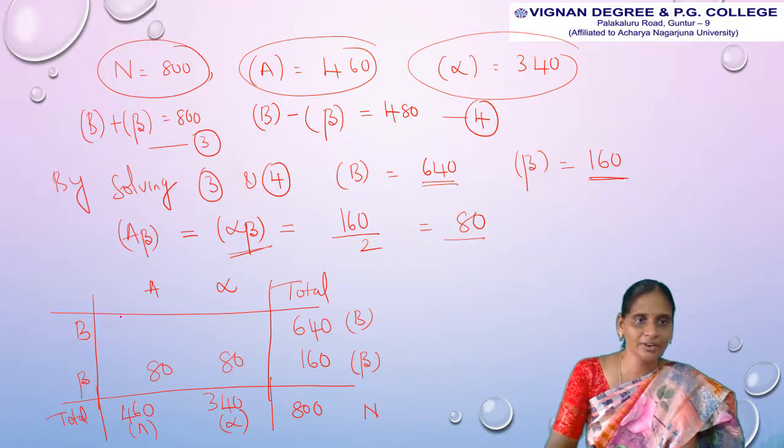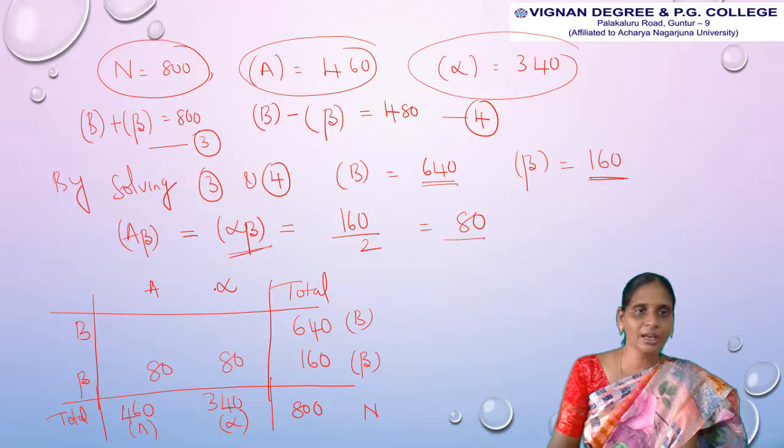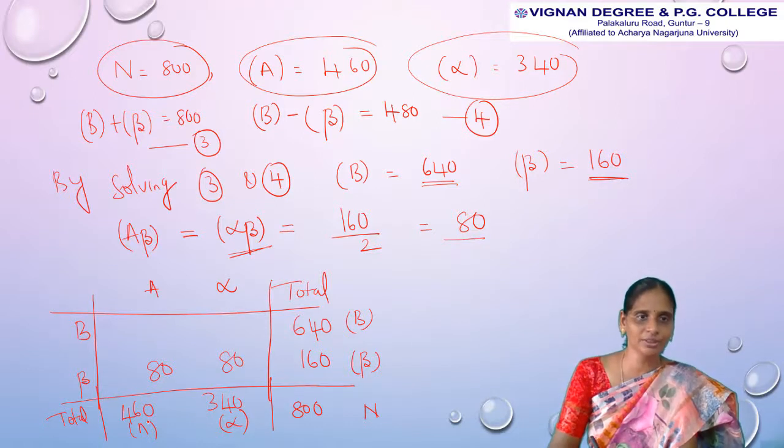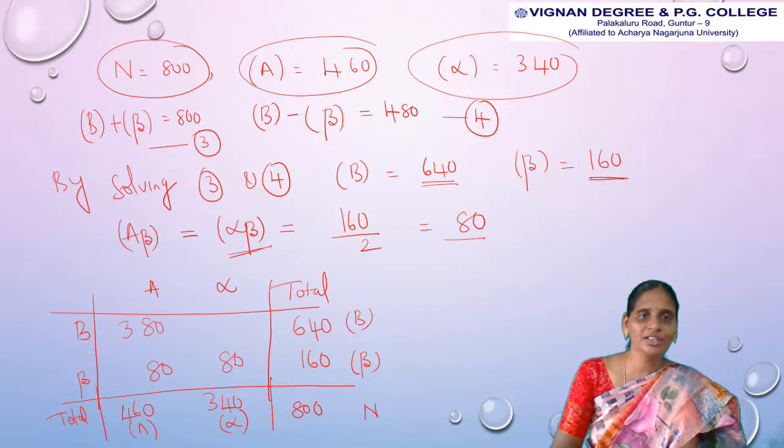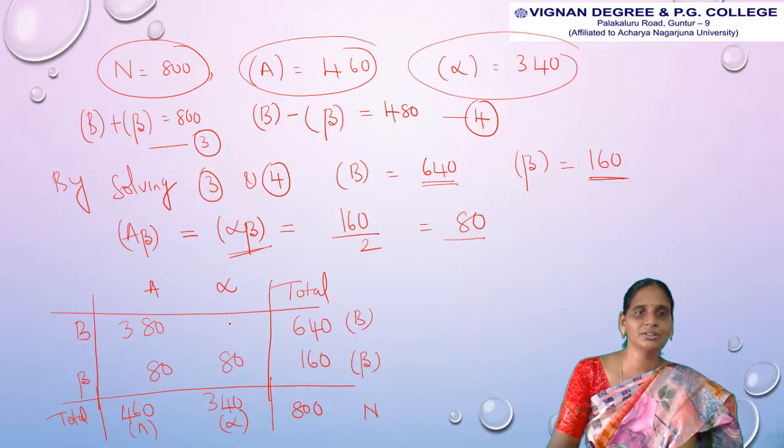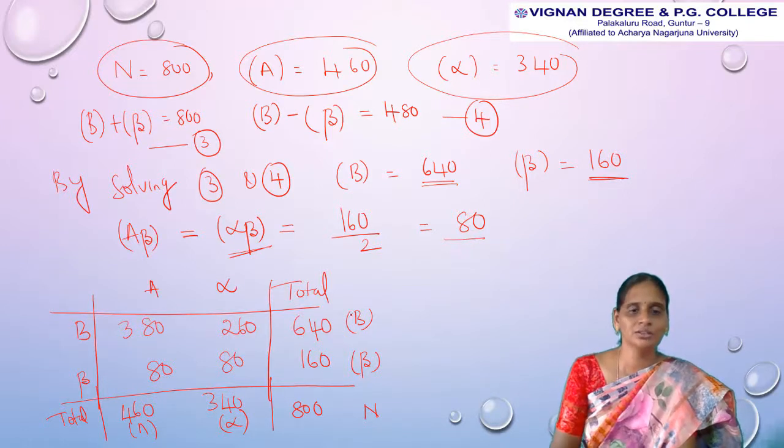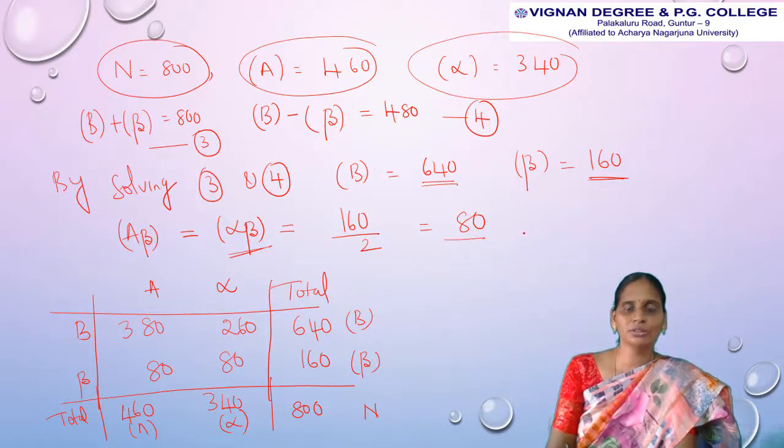So again you have to find out frequency of AB and frequency of alpha B. So 460 minus 80, this is 380. 340 minus 80, so this is 260. After adding these two values, you get frequency of B value, 380 plus 260, this is 640. So now you have to find out the coefficient of association.